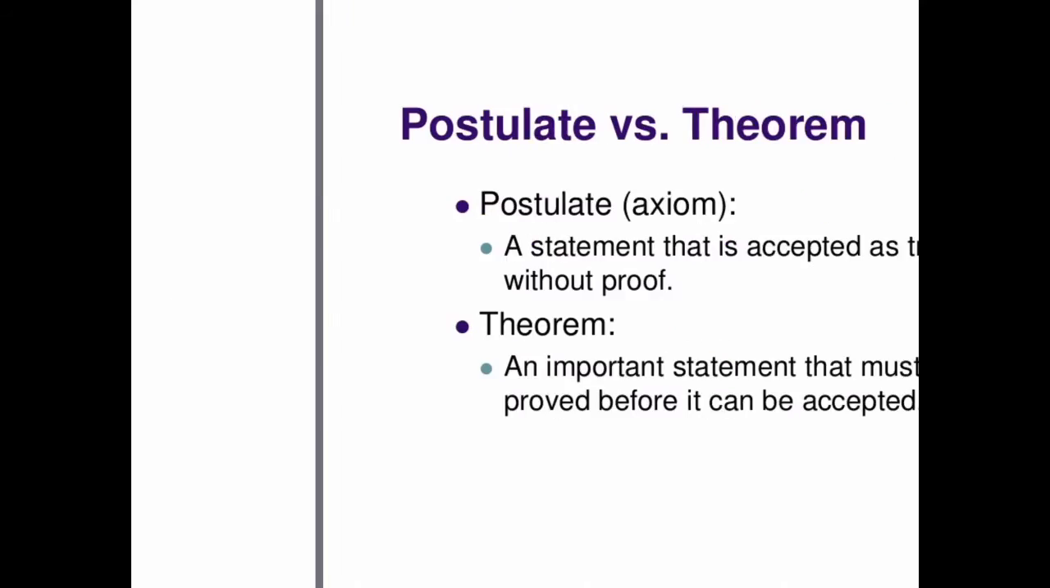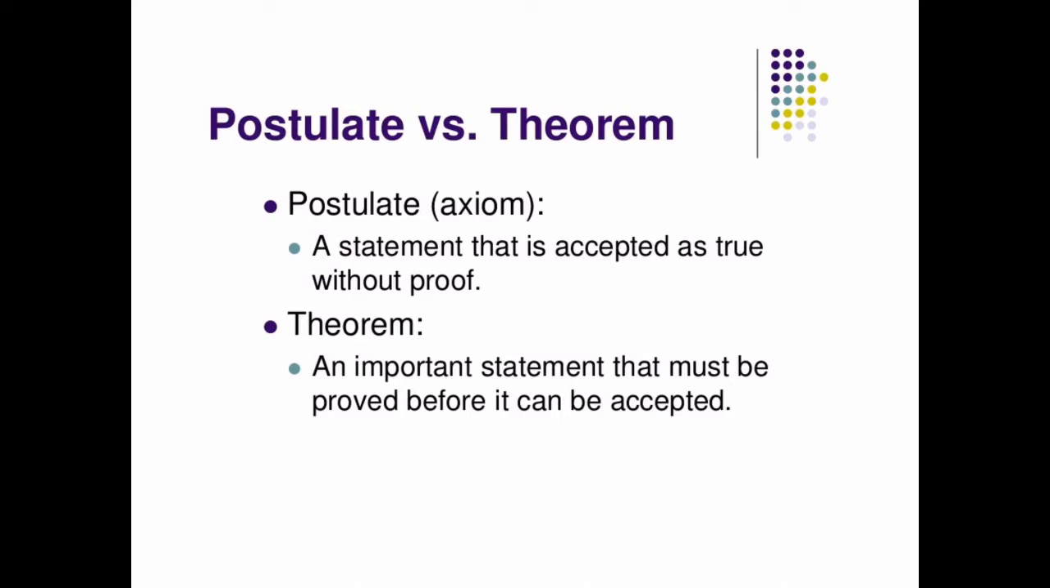Alright, so we are going to begin with postulate versus theorem. So we've already learned here in geometry that a postulate is a statement that is accepted as true without any proof. It's like a scientific law. So now we're going to talk about a different word today called a theorem. And a theorem is an important statement that must be proved before it can be accepted. So you're going to learn how to prove many different theorems in this class this year. And so that's what we're going to work on today, some theorems.